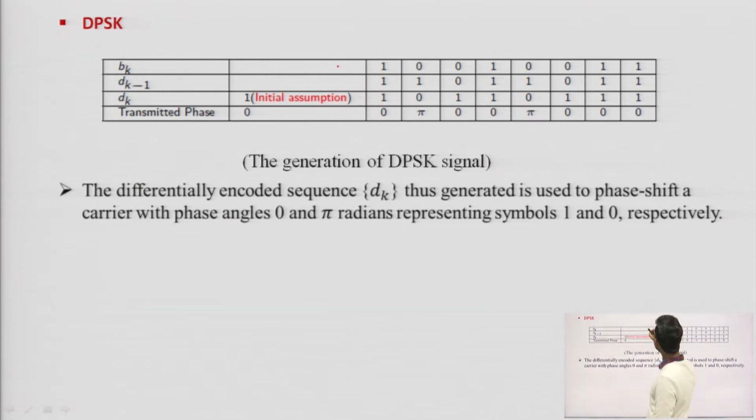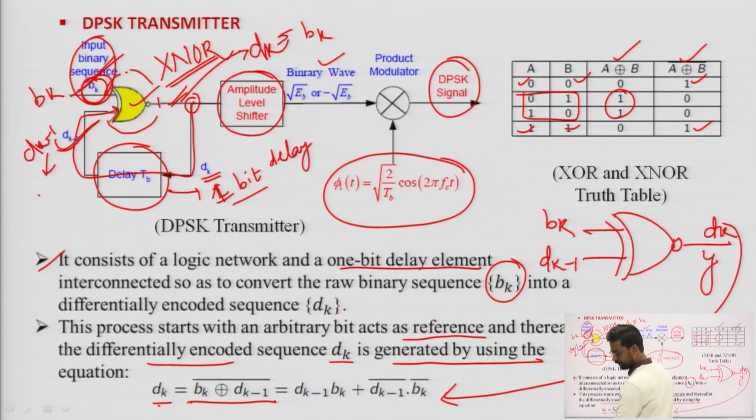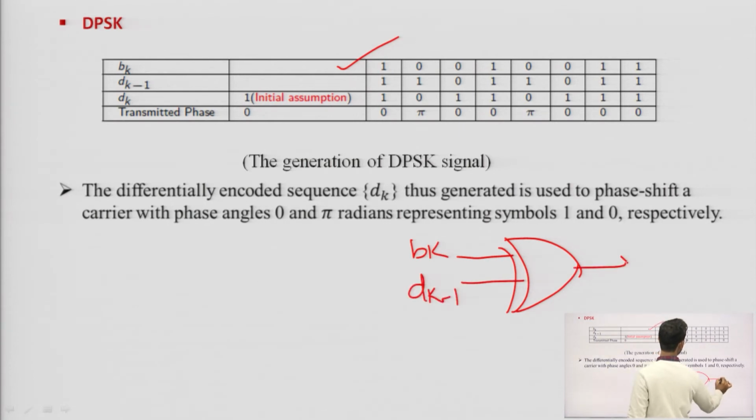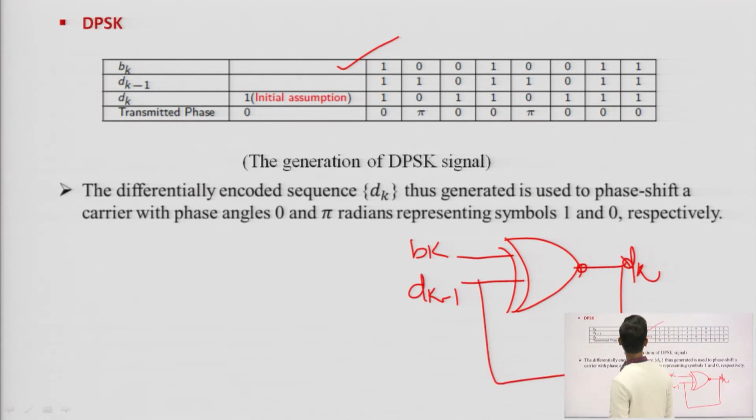This is your input binary sequence: 1 0 0 1 0 0 1 1. Now we will see what we need. This is Bk, Dk, Dk minus 1. Our output should be Dk. The XNOR output is Dk, and the inputs are Bk and Dk minus 1. We have to first assume that Dk minus 1 is initially 1.